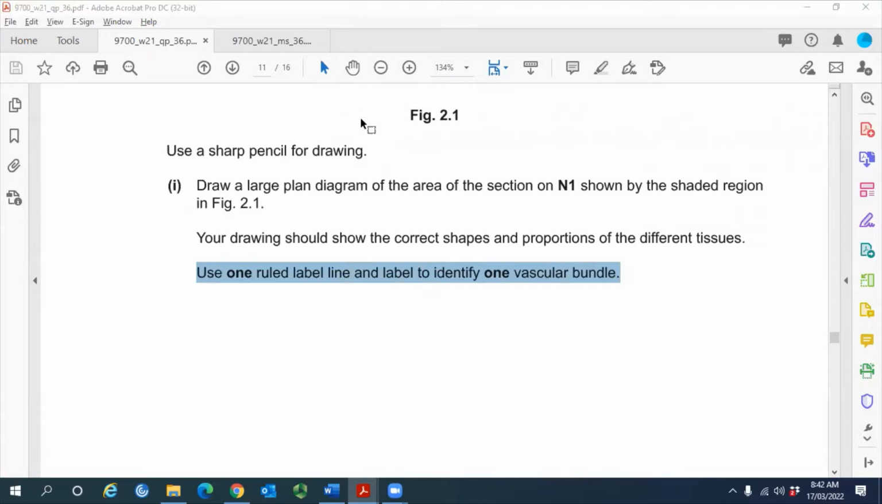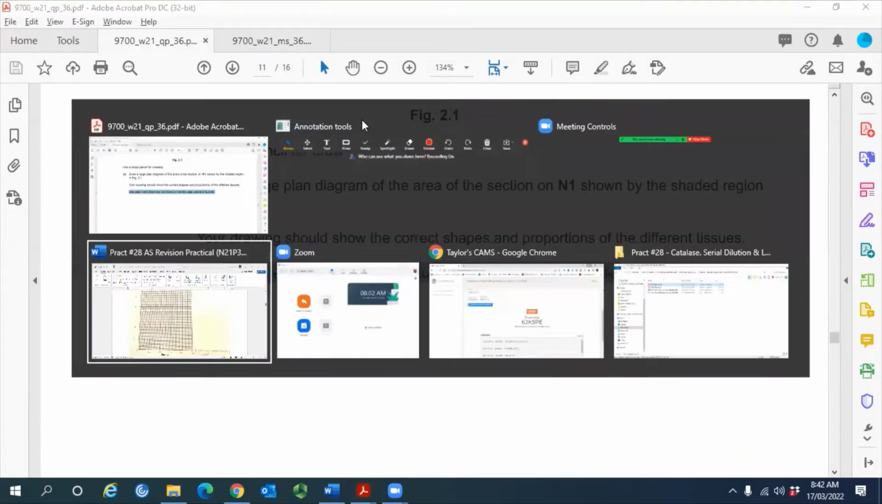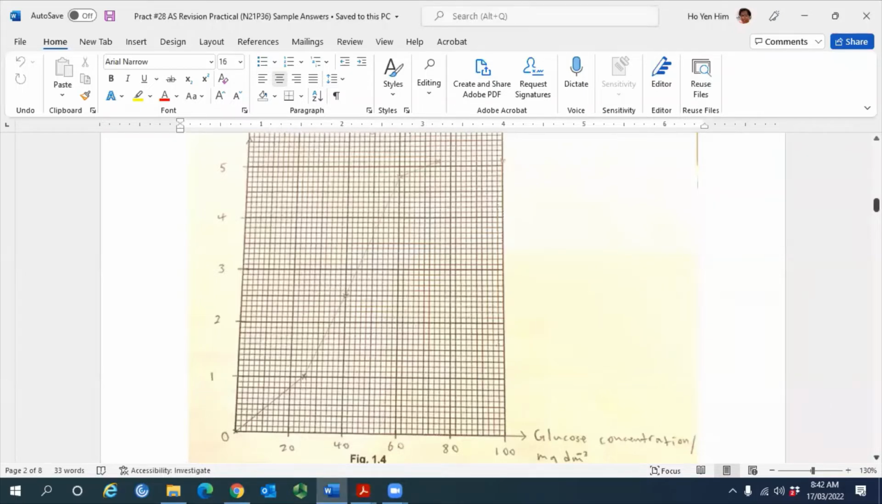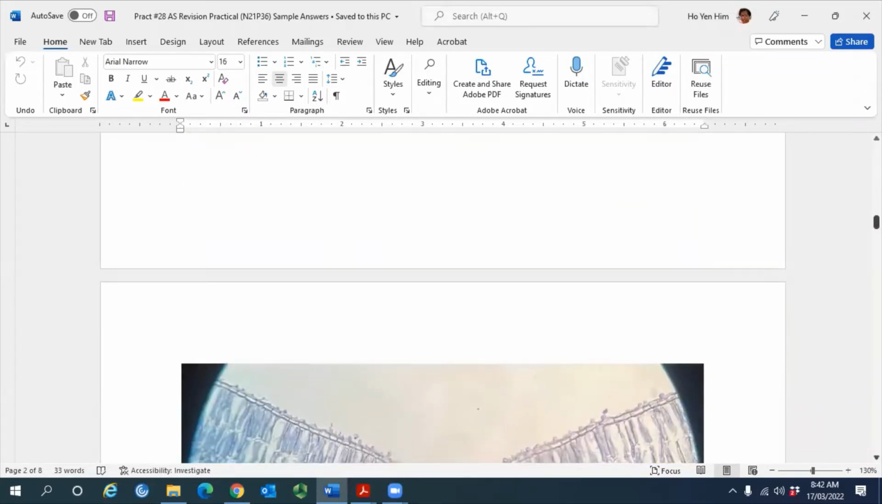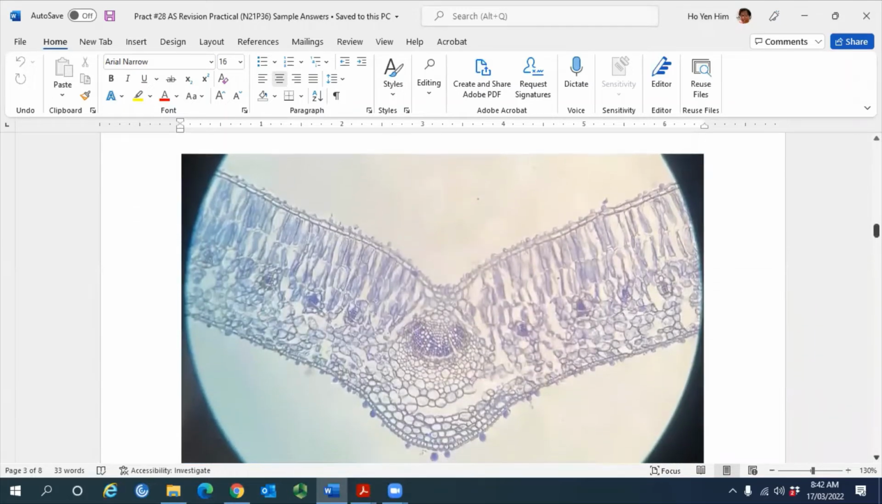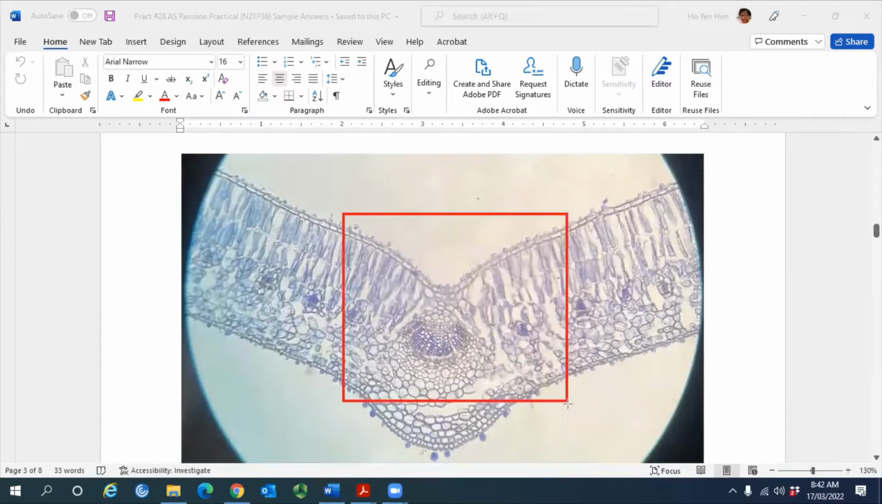So for plan drawing, by now you know how to put your slide in the microscope, okay, so that you can see the correct orientation, or you also turn your paper. So this is what you see. You're supposed to draw plan drawing for this section only of the leaf. Based on the question, you need to draw this section. So if you look at this box here, there are 2 vascular bundles at the side that you need to draw, okay, other than the one in the center.